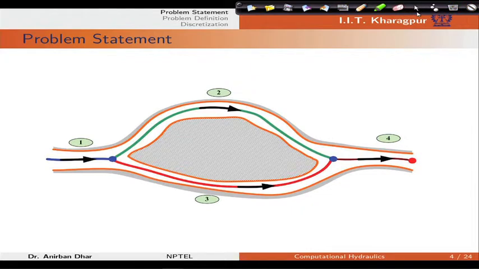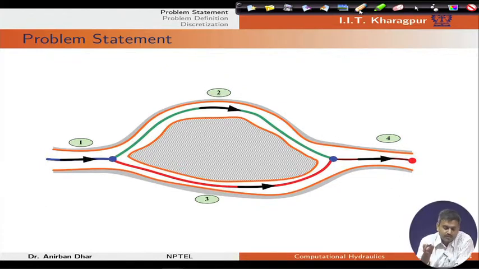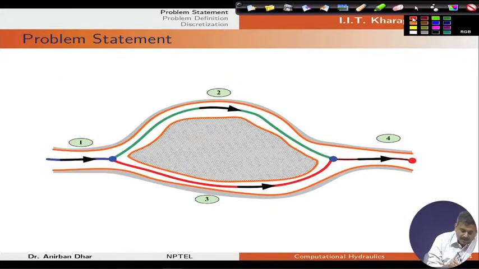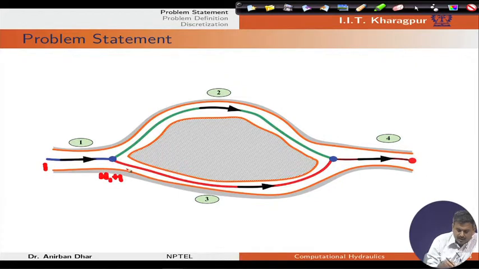Now, in this case, we know what is the direction of flow. That is why we are not considering any reversal of flow situation. So, flow is from left to right. So, starting from channel section 1 at this point and ending at n1 plus 1 at this point. Again, the channel 2 is starting at 1 and it is ending at n2 plus 1. Here the channel is starting at 1.